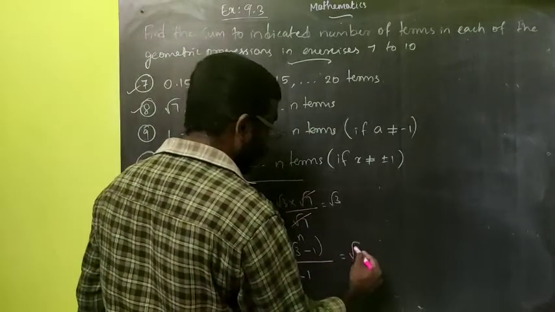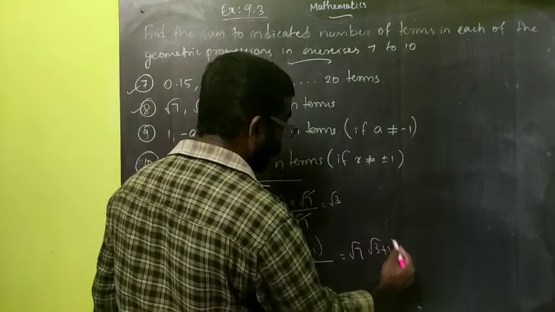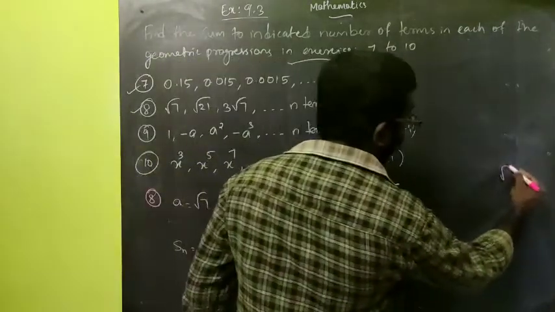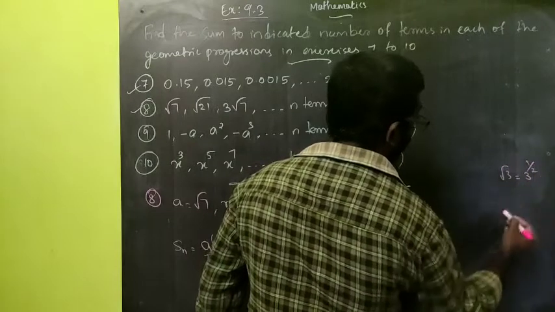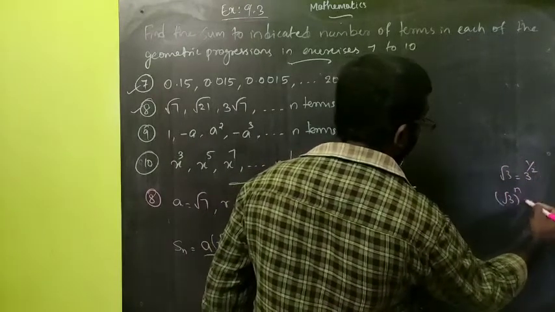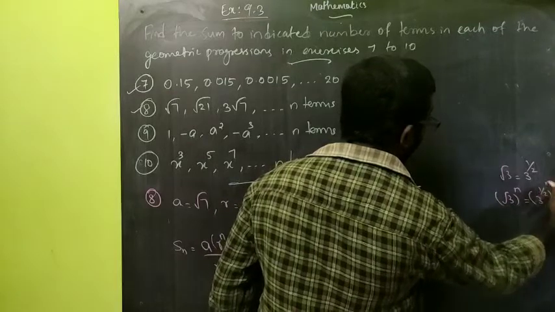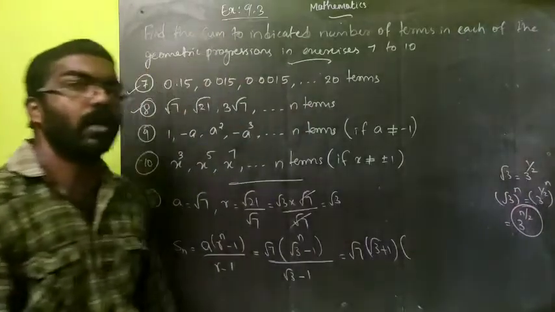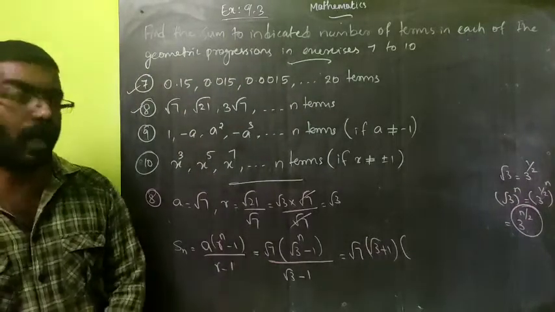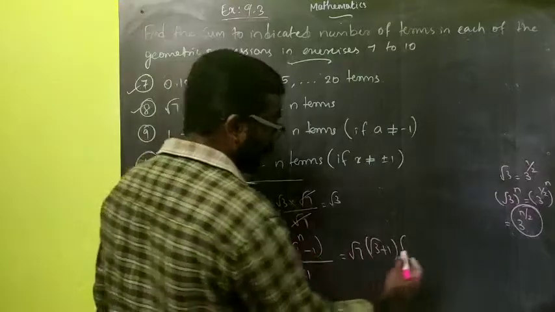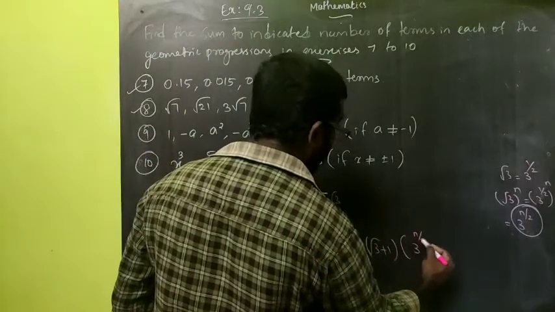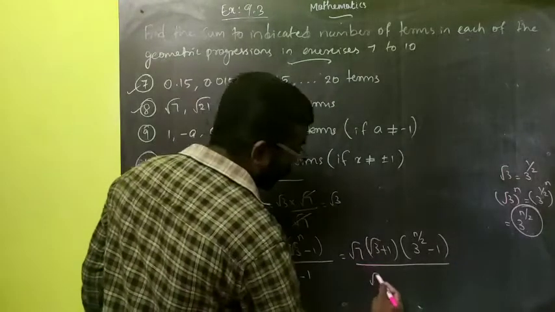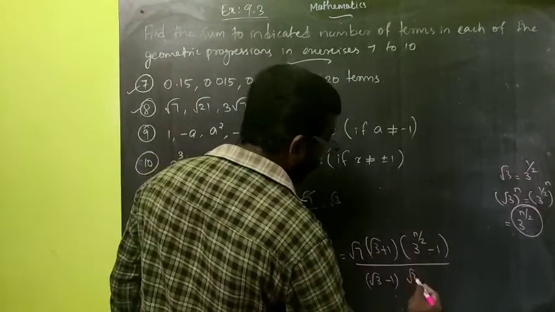So here we can write root 7 into (root 3 plus 1) into root 3 power n. Root 3 means 3 raised to half. So root 3 power n means 3 raised to 1 by 2, the whole raised to n, or we can write 3 raised to n by 2. (a power m) the whole power n is a power mn. Okay. So this can be rewritten as (3 raised to n by 2 minus 1) divided by (root 3 minus 1) into (root 3 plus 1).